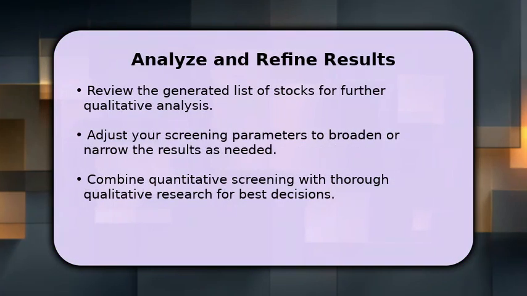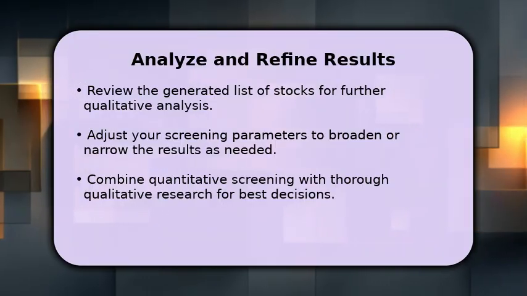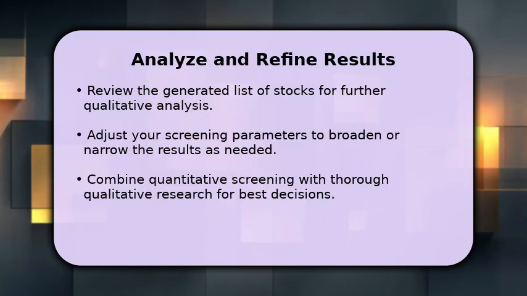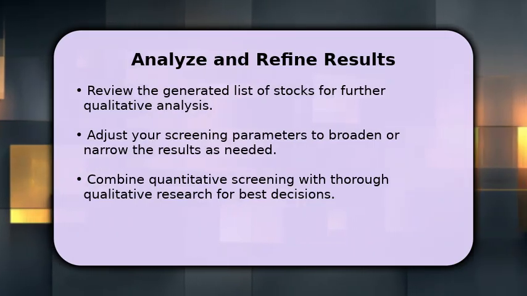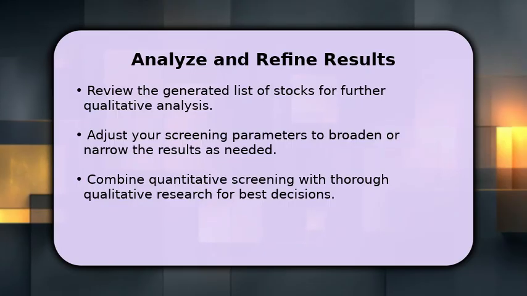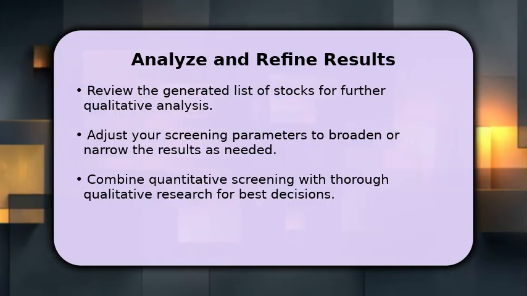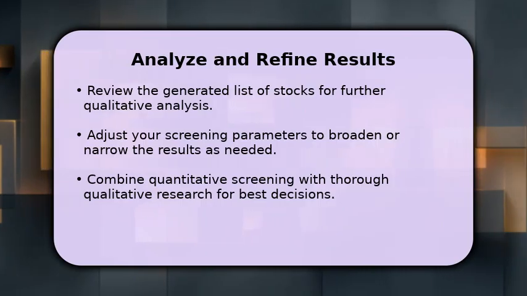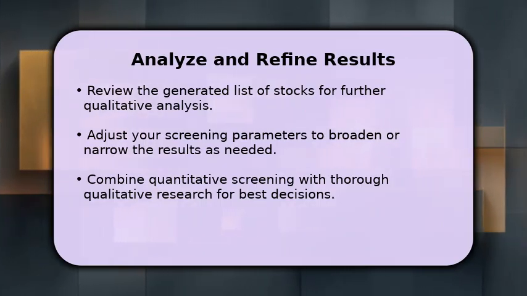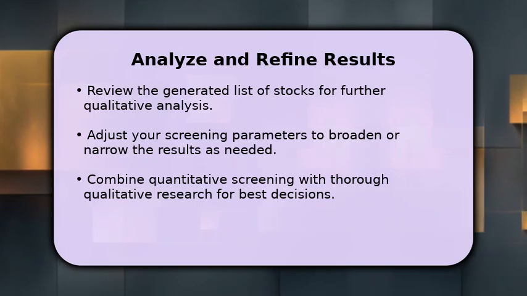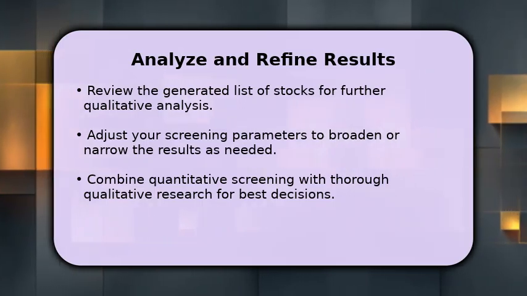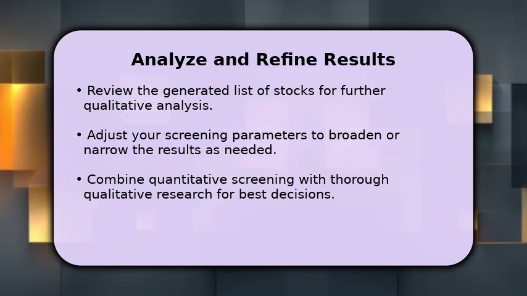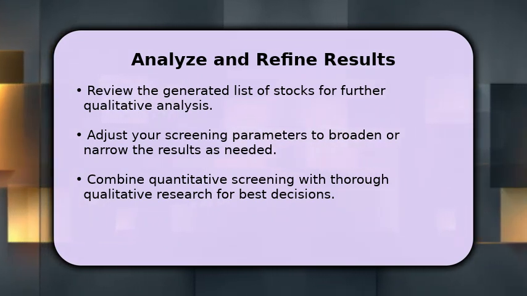Finally, it's time to analyze and refine your results. The list generated by your screener is a starting point, not a final recommendation. Take the time to review each stock, conducting deeper qualitative research into the company's management, industry outlook, and competitive advantages. If your list is too long, tighten your criteria. If it's too short, consider broadening them slightly. Remember, combining quantitative screening with qualitative analysis leads to more informed investment decisions.